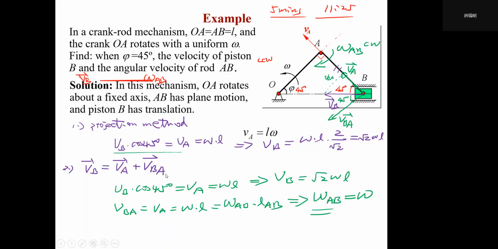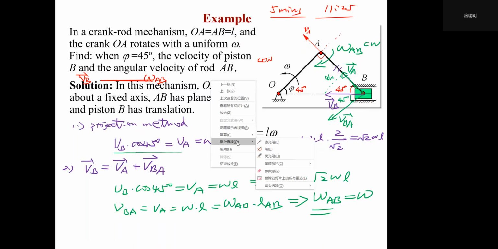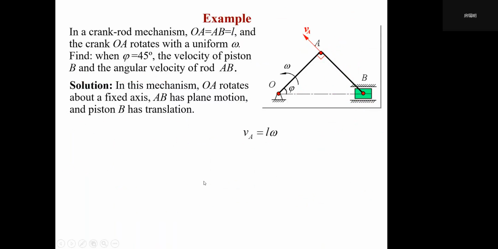So that's the two methods we find the velocity VB. Actually, in the second method, we also find the angular velocity of rod AB. I will erase all the things I have written on the screen and give you another method. So we also have another method to find omega AB. Let me draw VB here again. This is VB, and this time we are going to use IVC. Do you guys still remember this? Instantaneous velocity center, right? Since A and B are two points on the rigid body AB, which has a plane motion.